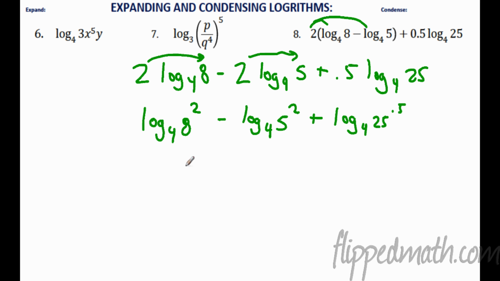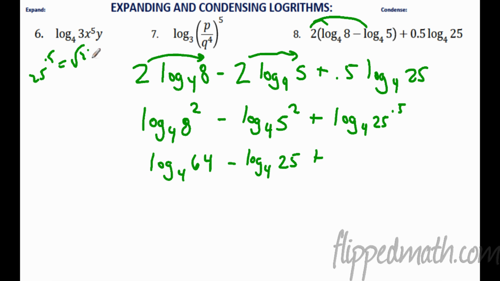All right, so what does that mean? Can I work some of this out? I'm going to work some of this out, whether you like it or not. So 8 squared is 64. So log base 4 of 64 minus log base 4 of what? Well, that's 5 squared. That's 25. Plus, we have log base 4 of 25 to the 0.5. What is 25 to the 0.5 power? I'm going to do this over here. It is the same as the square root of 25, which equals 5. So I'm just going to rewrite this part as 5. That'll make my life a little easier.